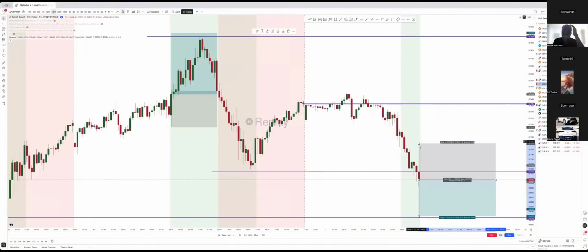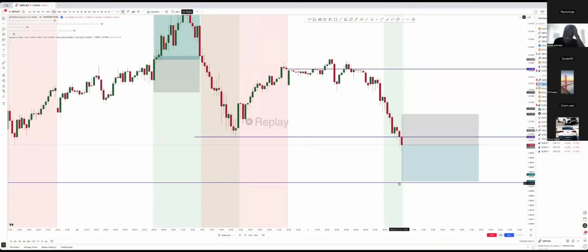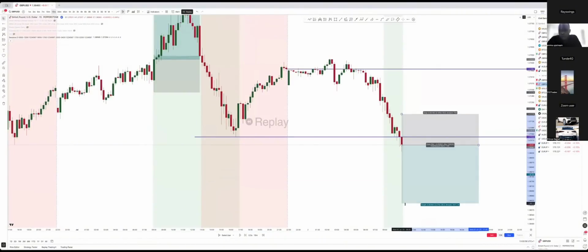Stop loss above this candlestick, this last bullish candlestick that created this move. Let me delete this line here so that I won't be confused. So 1 to 2 risk to reward.